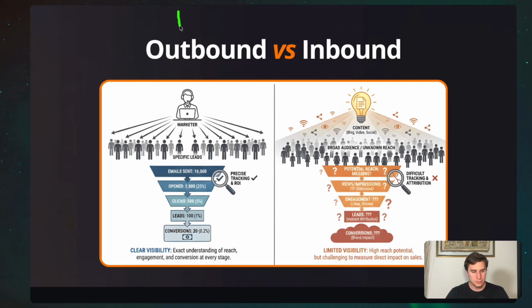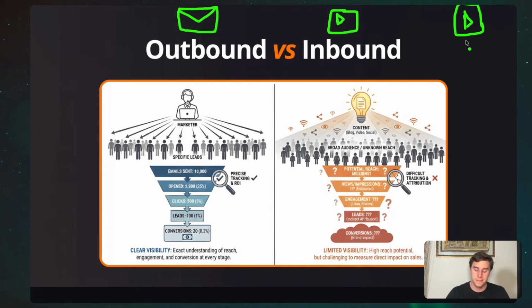What does it mean? Outbound basically means that you are going to send emails to people, and inbound basically means that you are producing content. This is the very big difference. So what is the difference between the two? The difference is that inbound is a strategy that I call one-to-many, while outbound is a strategy that I call many-to-one. And why is that?